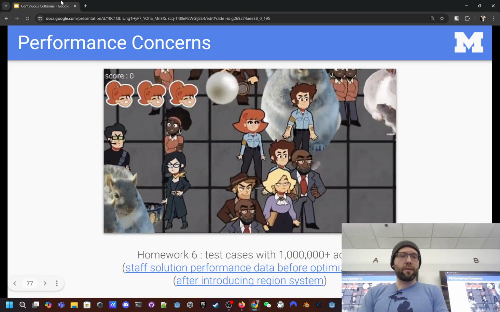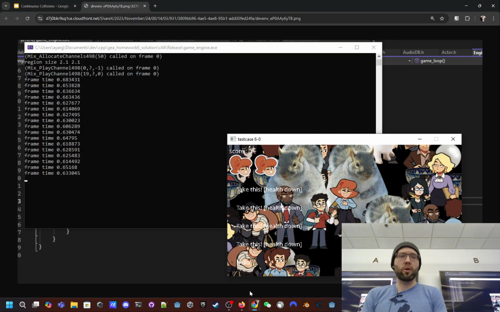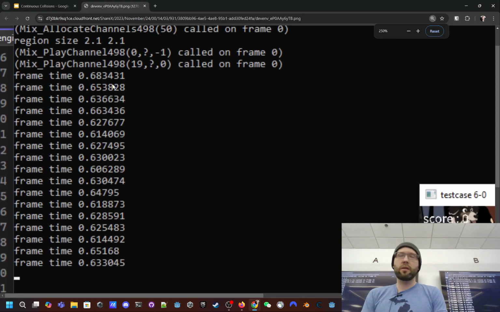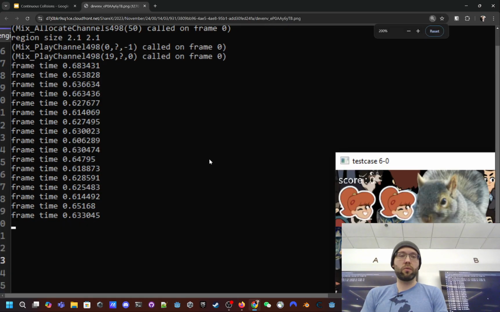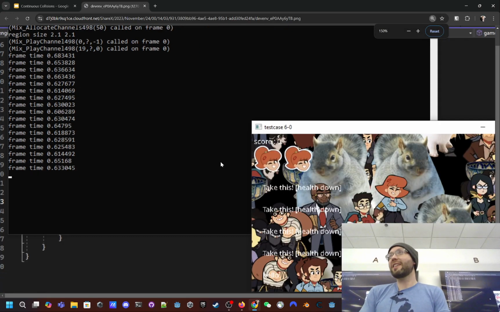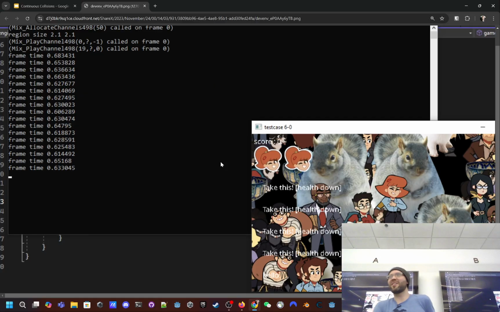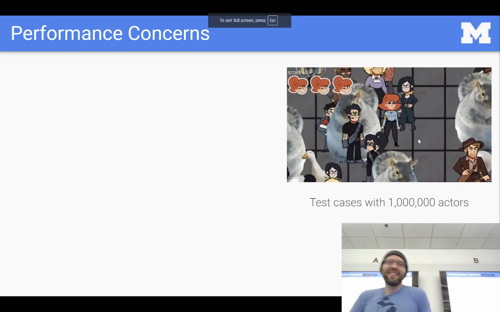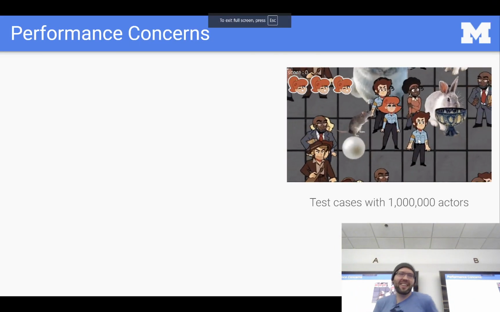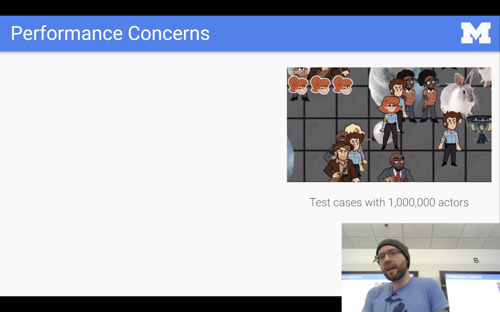So 95 seconds, okay? But after introducing what we call a region system, the same exact frames were computed at around half a second. And actually, we got it better. I think you'll see results in here where we got down to 0.2 seconds. Actually, that's crappy. But that is approaching double-digit FPS, right? We're almost Bethesda grade. Okay, let's keep going. So test cases with 1 million actors.